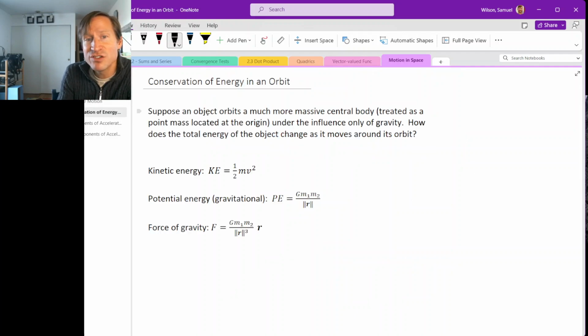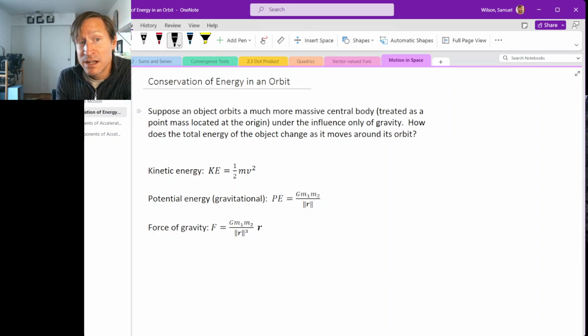So let's look at conservation of energy in an orbit. Suppose we have some object orbiting a much more massive central body. We're going to treat this central body as if it's a point mass located at the origin. And the object is moving around only under the influence of gravity. How does the total energy of the object change as it moves around the orbit? If you've taken a physics class, you probably know the answer that's coming, but let's see how that result falls out of this setup.